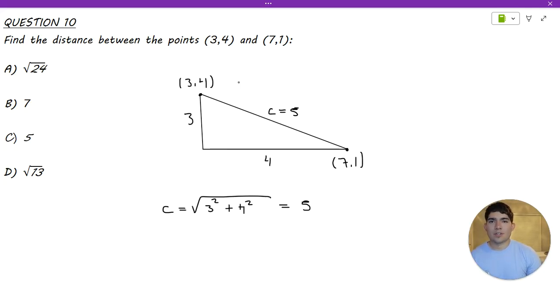But this brings us to the end of this first section for analytic geometry, where we covered slopes and lines. See you in the next section.